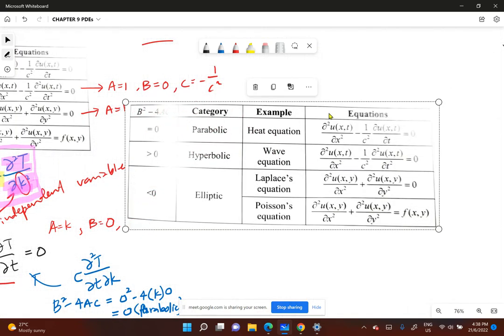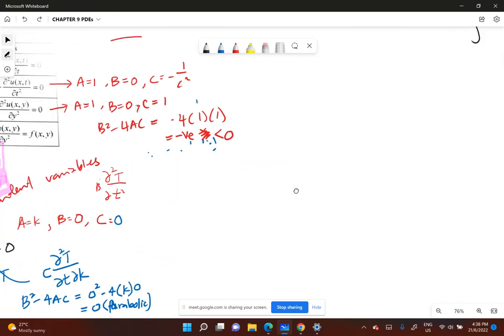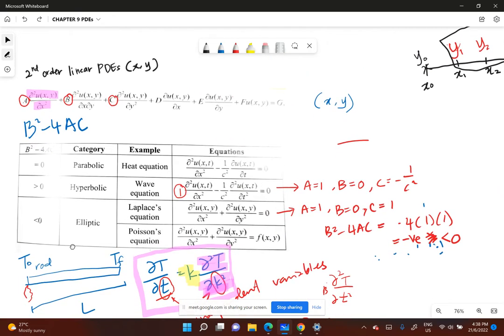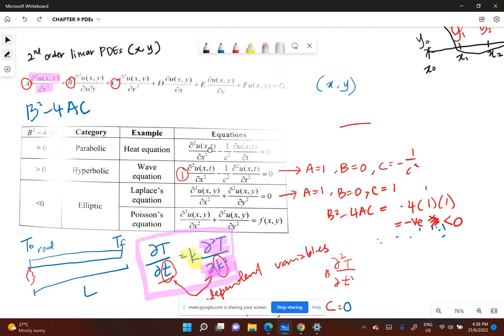elliptic. Sorry. Sekejap saya dah tergerak pula. Okay, so this one, elliptic. Okay, so this is how we categorize the PDE. Okay, kalau lah, if you look at here, saya select and copy.